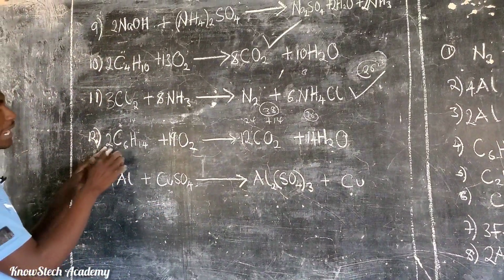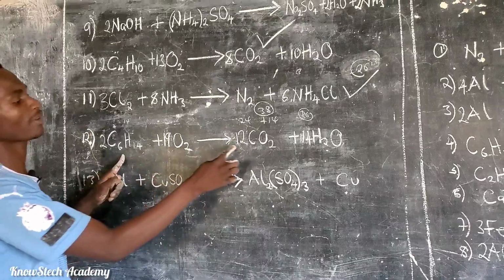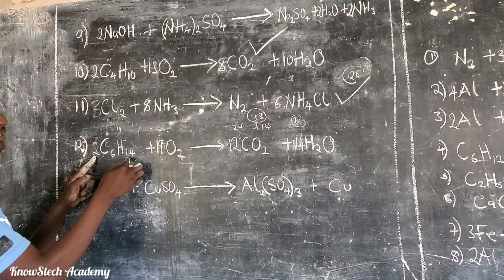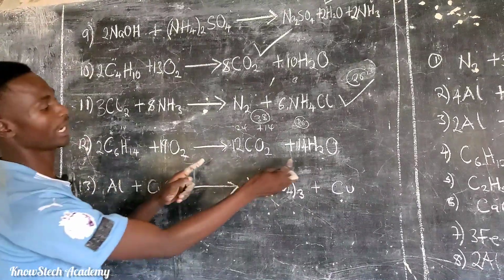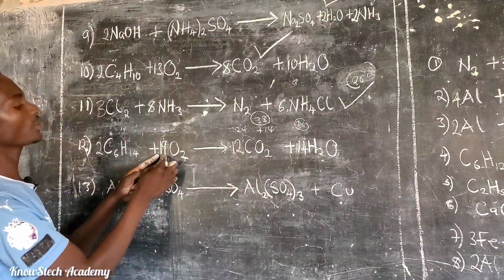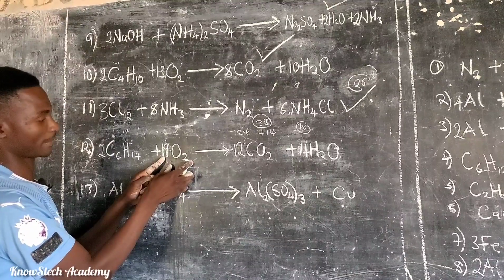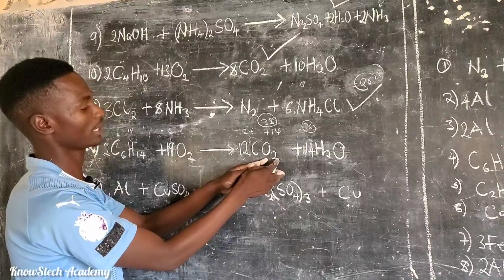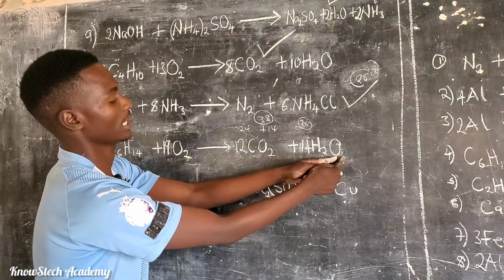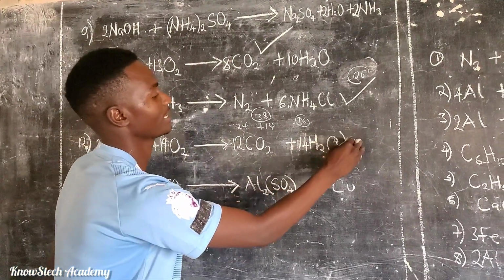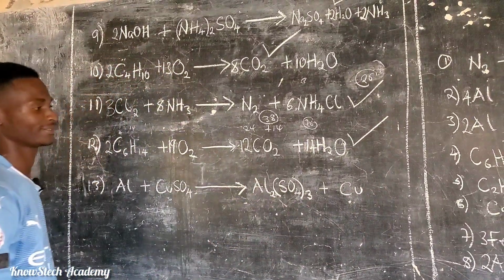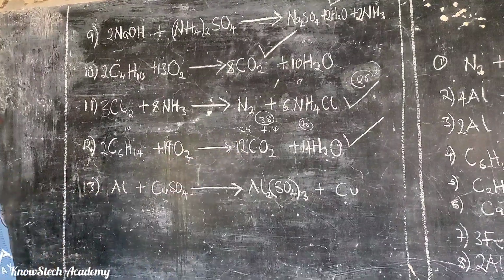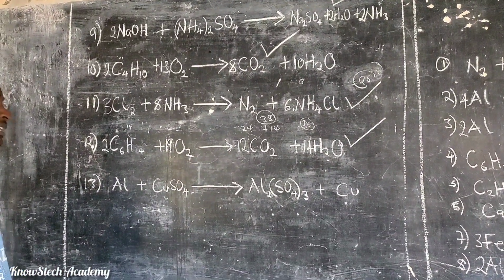Okay, let's now check. Number of carbon atoms, 12. Number of carbon atoms. Hydrogen atoms, 28. Hydrogen atoms. Oxygen, 38. Then this is 12 times 2, 24. 24 plus 14, 38. Finally, this one has it. It is 2, 19, 12, 14. Now let's go to the last one.